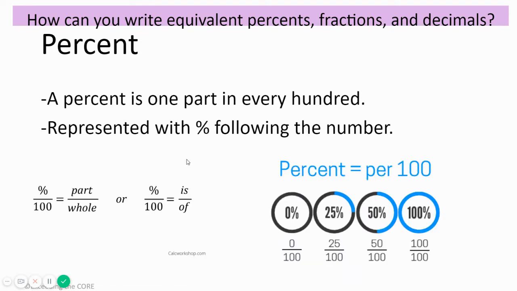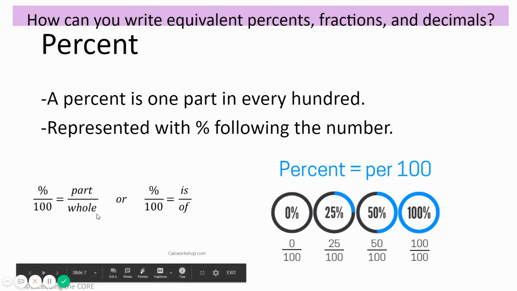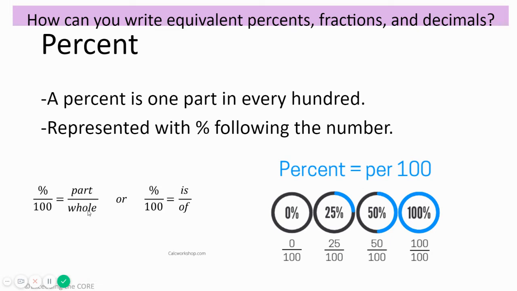And then a percent is 1 part in every 100. So 1 part out of every 100, represented with the percent sign following the number. I'm sure you've seen this before: percent over 100 equals part over whole, or percent over 100 equals is over of, just a numeric way to help you change from ratios to percentages.